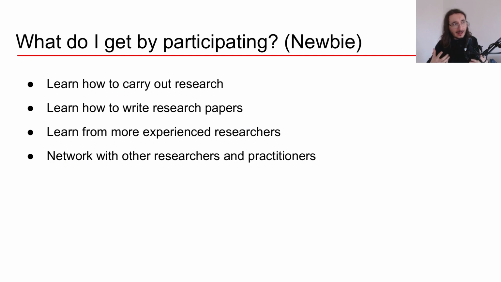Now, let's take a look at what you'll receive if you are a newcomer. So first of all, you learn how to carry out research. And this is an extremely important skill in today's world if you want to be an AI music engineer or a researcher, obviously. You'll learn how to write up research, which is also another extremely important skill to have. And you learn from more experienced researchers because of the structure of the project and the way this is carried out. So you'll interact with people who are more experienced than you, and you can learn just by seeing what other people, more experienced people, are doing. And finally, you can network with other researchers and practitioners who are active and have experience in the field.